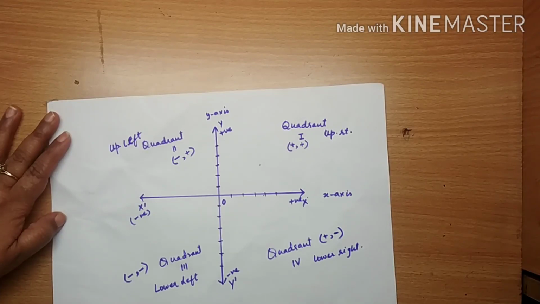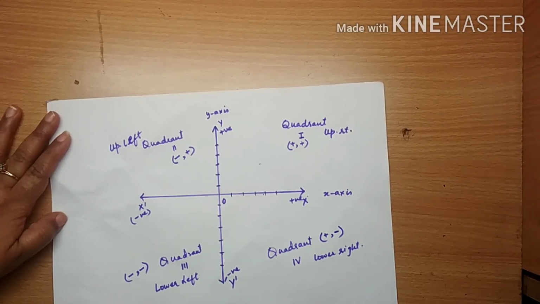Right, children? Let us take another example. Let's see (-1, -3). X is negative, left hand side. Y is negative, lower side. So (-1, -3) will lie in the third quadrant.